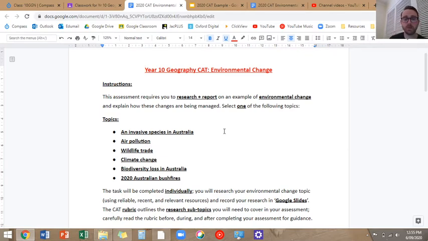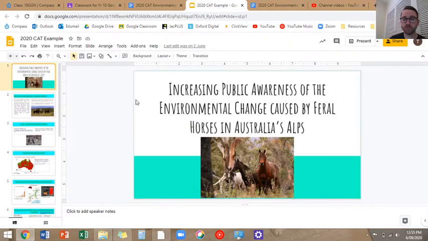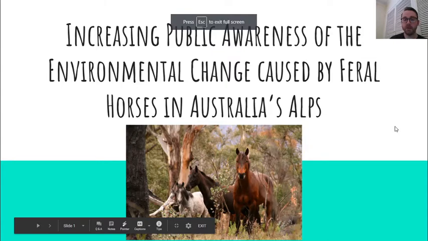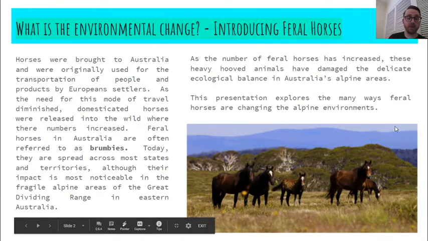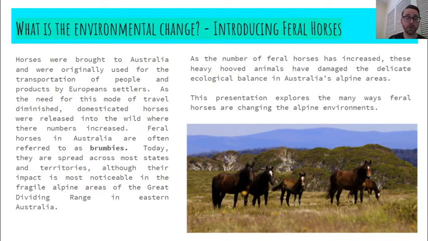So yeah, hopefully this will give you some idea of what the CAT looks like, what you need to work towards. So you start off with 1 or 2 slides telling me what is this environmental change, what is climate change, what is air pollution, what is biodiversity loss. So you can see we've done this CAT, this example one, on an invasive species.